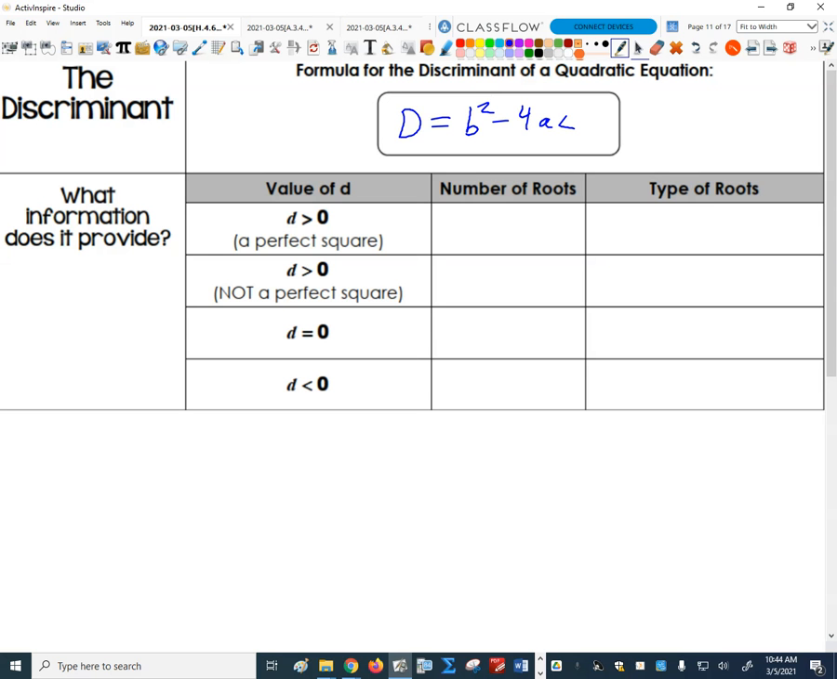So if the discriminant is positive and it's a perfect square, how many roots are we going to get? How many solutions are we going to get if the discriminant is positive? Hold up fingers. 2. Okay, good. I get 2 solutions or roots. And what can you tell me about those if D is a perfect square? Type it in chat for me. Okay, good. They're rational, aren't they? Good.